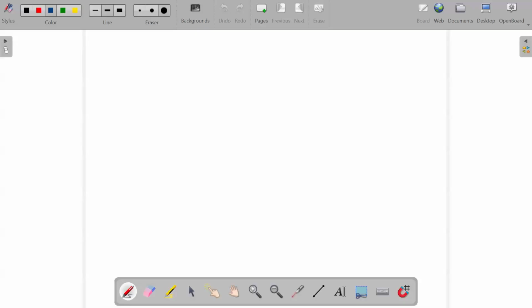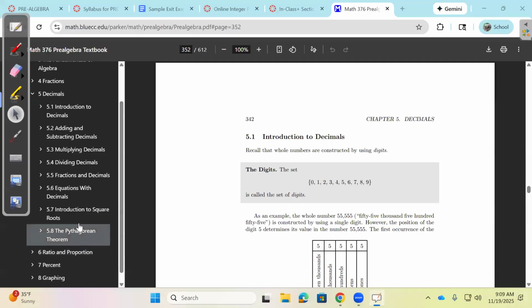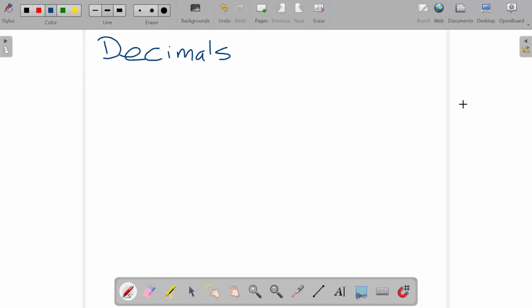All right, so we're going to take a look at decimals with square roots and the Pythagorean theorem. These are the last two sections of chapter 5. So we should be taking 5.7 and 5.8, right? Yeah, 5.7, 5.8.